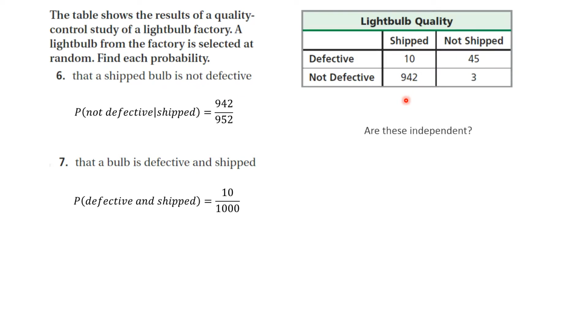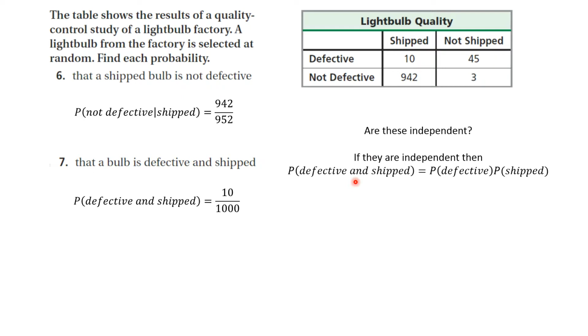Well, to tell if it's independent, we can actually look at the equation. If they're independent, then the probability of A and B will equal the probability of A times the probability of B. That equation that we had for independent events is actually the definition of independent events. If that is true, they are independent. If they're independent, that is true. So if we have these 3 numbers, we can check to see if they're independent.